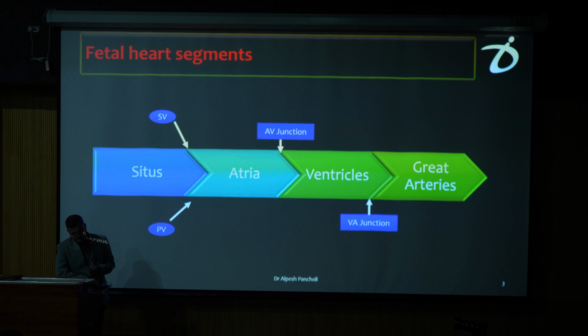Now, as Mansi told, sequential segmental analysis should be done in the heart. So, after confirming the situs, we will see veno-atrial connections, atrioventricular connections, and after the ventricles, we will see the ventriculo-arterial junction, that is the great arteries. So, we will be discussing this segment.